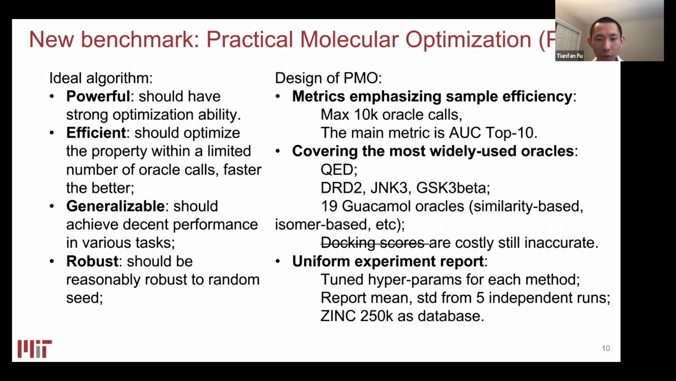We also want to unify the experiment setup. For example, we want to tune hyperparameters for each method. For each method on each task, we conduct 5 independent runs and report the average performance and their standard deviation. For other methods, we use ZINC 250,000 as a database.